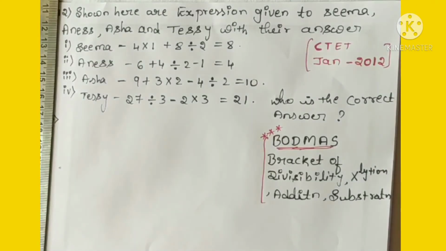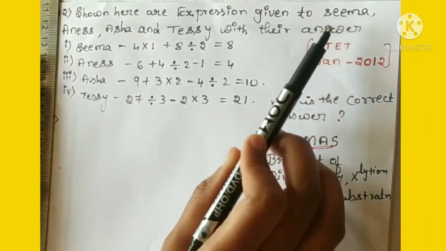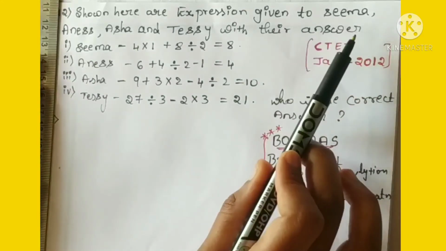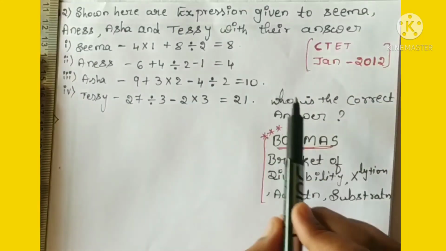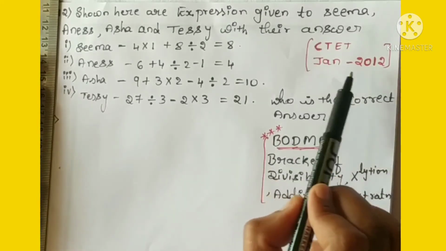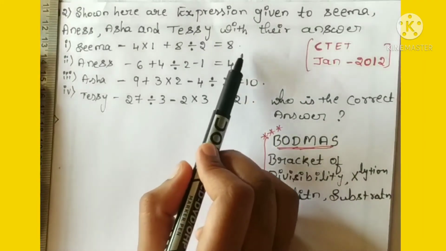Next question number 12. Shown here are expressions given to Seema, Anis, Asha and Tezi with their answers like this, and who is the correct answer? This question is asked in the year 2012 January in the CTET examination. In this question we have to check whether LHS is equal to RHS or not.